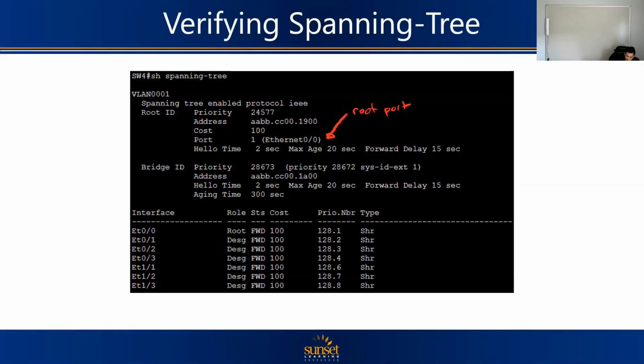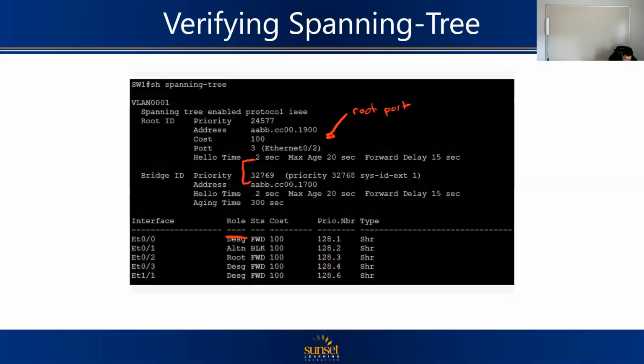Here is my local stuff. I have local priority and a local MAC address here. And here is my root bridge. Oh, I did that wrong. I'm sorry, guys. So notice right here, you have your root port. You got your priority right here. This is what I wanted to show you guys.